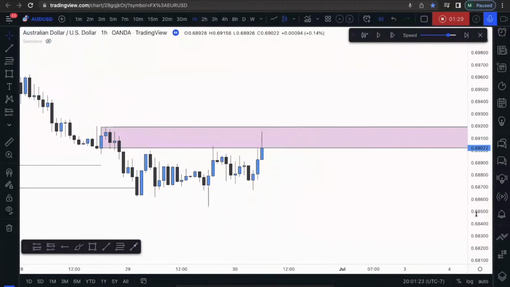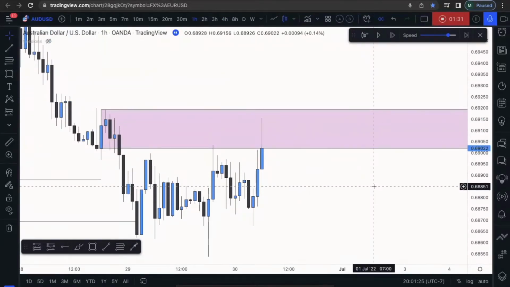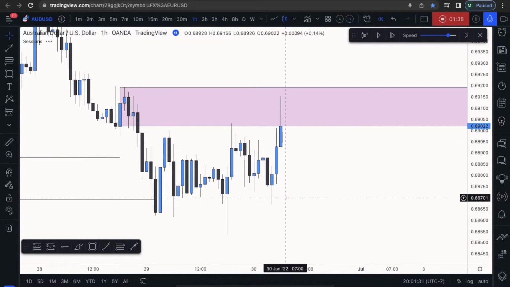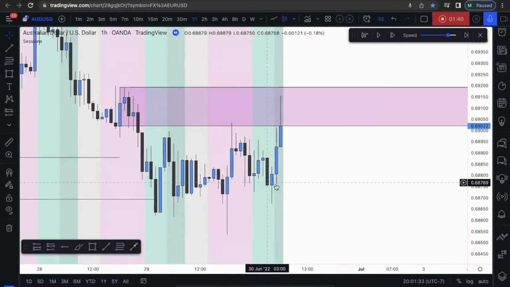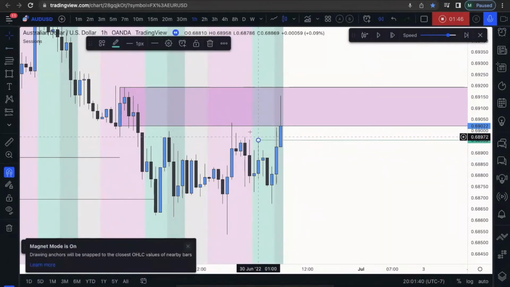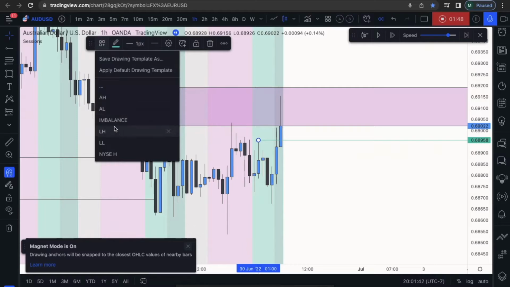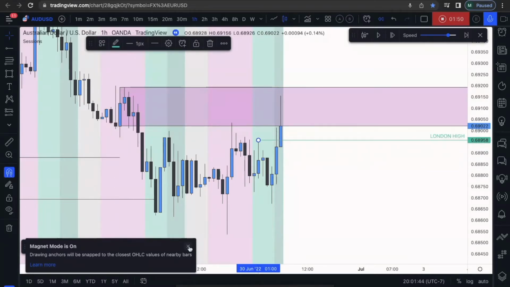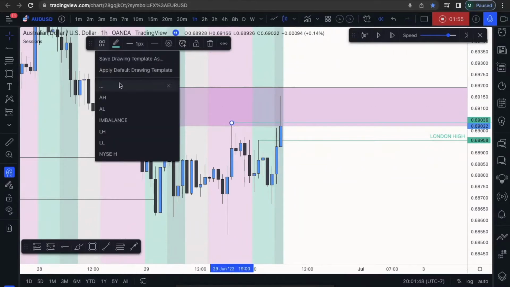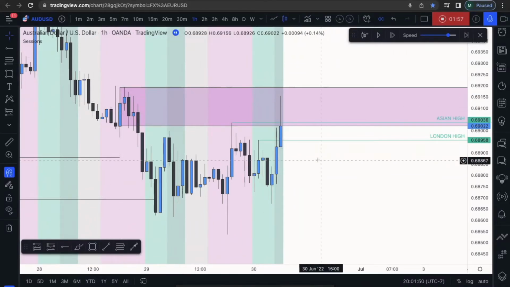Now moving into our 1-hour time frame, which is a micro level time frame, I saw that price, while creating this impulse, took down the London high and the Asian high. So this is our London high the price took down, and this is our Asian high that price took liquidity of.